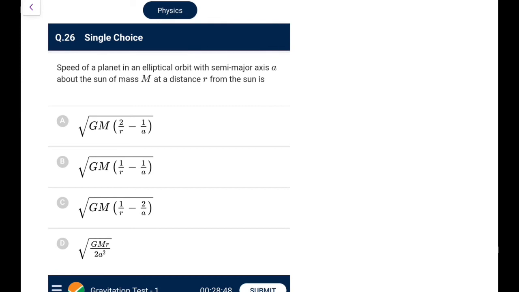Speed of a planet in an elliptical orbit with semi-major axis a about the sun of mass M, at a distance r, is, you know, the total energy is -GMm/2a.